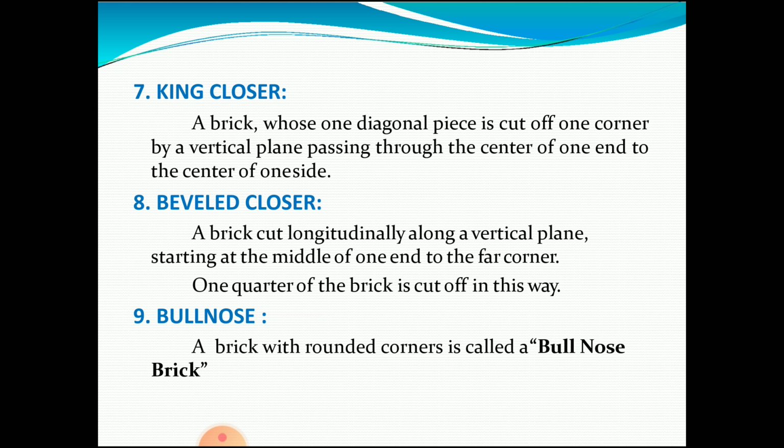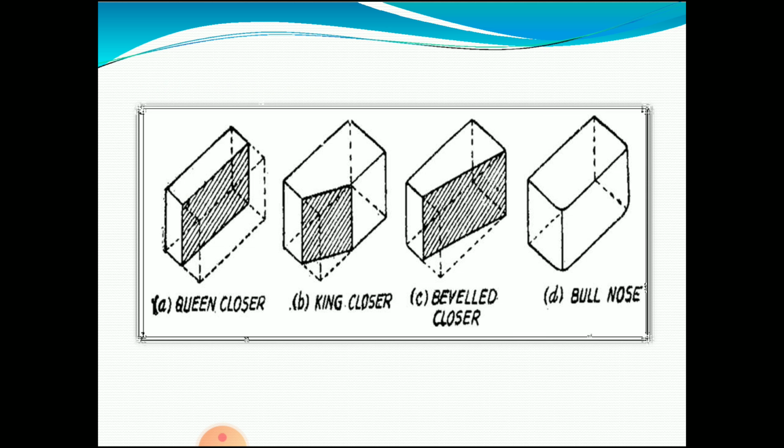Now the king closer. What is meant by king closer? A brick whose one diagonal piece is cut off one corner by a vertical plane passing through the center of one end to the center of one side is called a king closer. Now the beveled closer: a brick cut longitudinally along a vertical plane starting at the middle of one end to the corner is the beveled closer. Then the bullnose: a brick with rounded corners is called a bullnose.